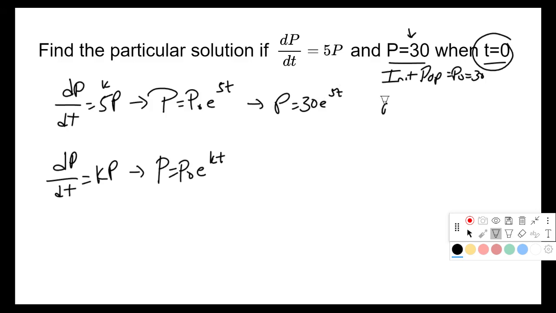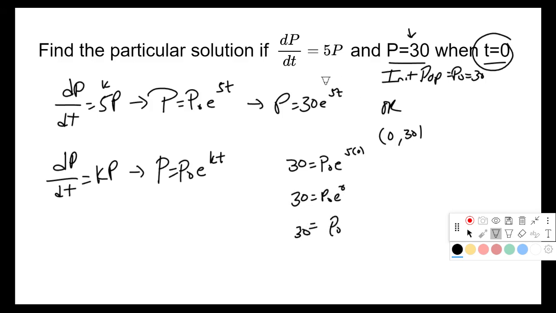Or the other way you can do it is you have a point, t equals 0, P equals 30. Plug it into this equation here, and you could solve for P naught. You could do it either way. It does the same thing. So you'd have 30 equals P naught e to the 5 times 0. 30 equals P naught e to the 0. e to the 0 is just 1, so P naught is 30, which either way gives you this equation.